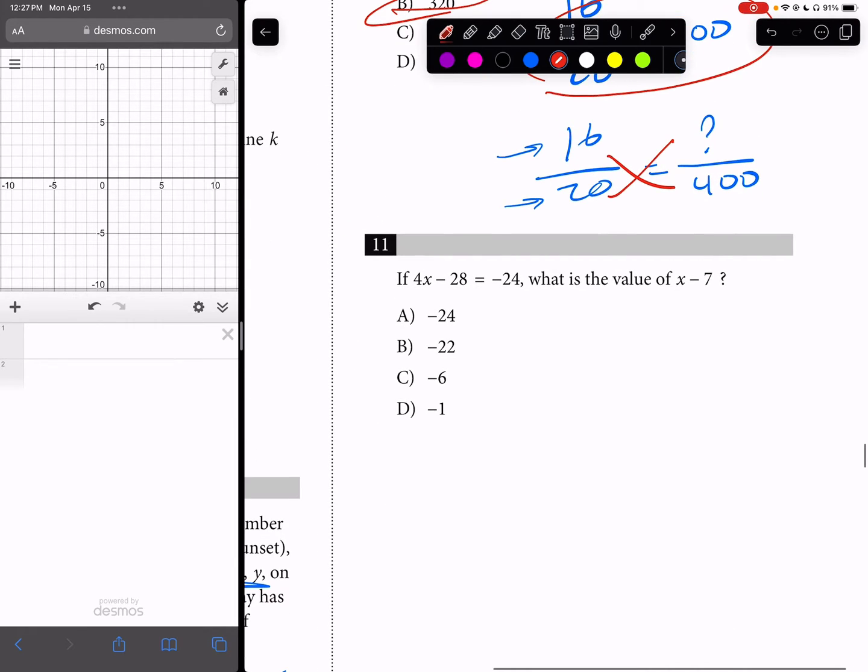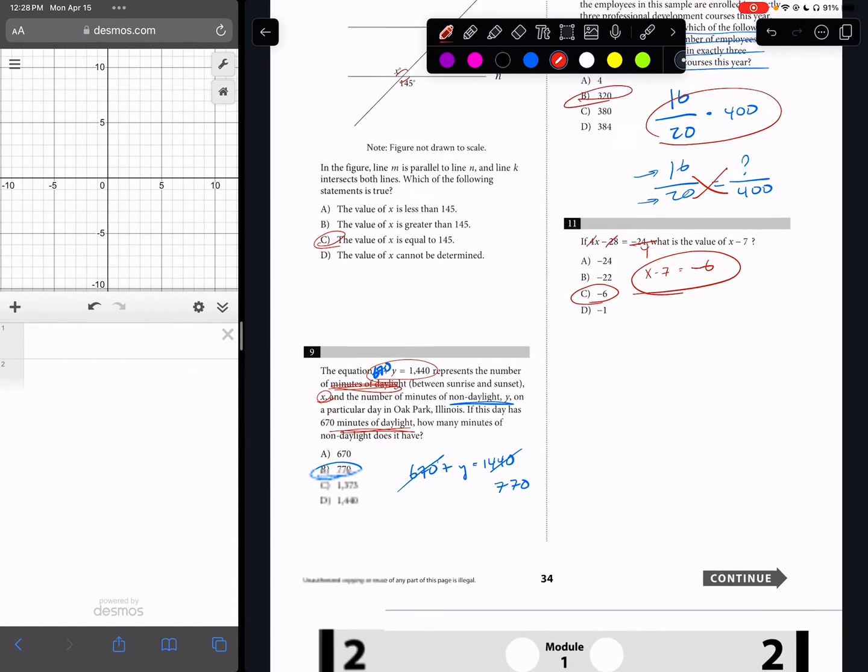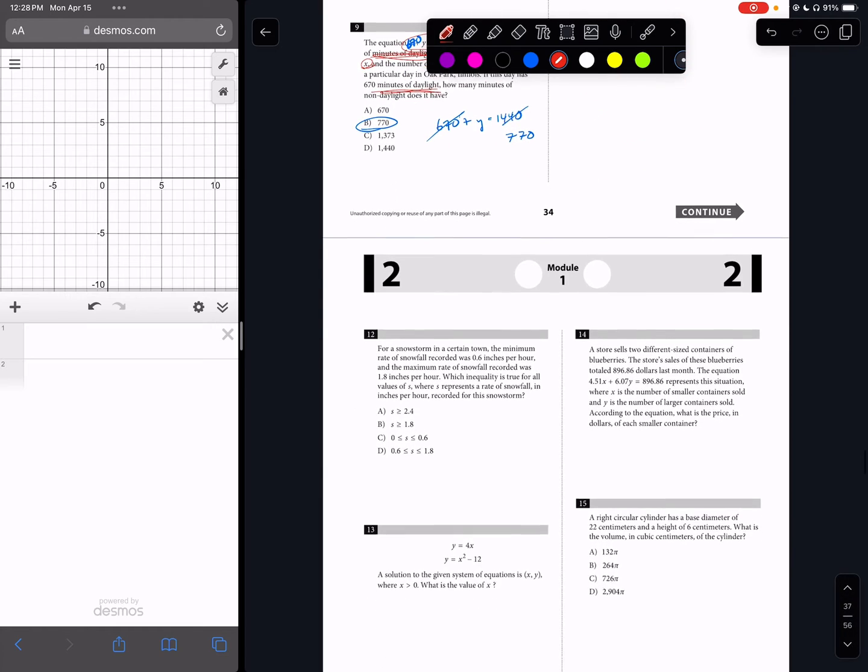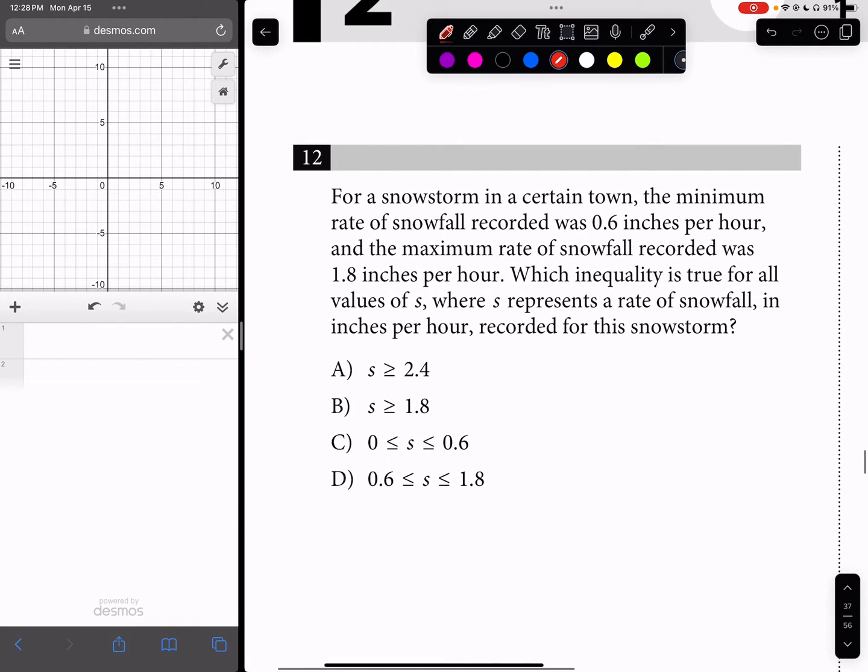Number 11 is just a pure math question. I'm going to divide both sides by 4. I have x minus 7 equals negative 24, and that's my answer. Oh, oopsies. I'm going to divide both sides, literally both sides, by 4. I was unfair. Divide both sides by 4, you get C, negative 6. Cool. That's 11. Let's come on over here for number 12.